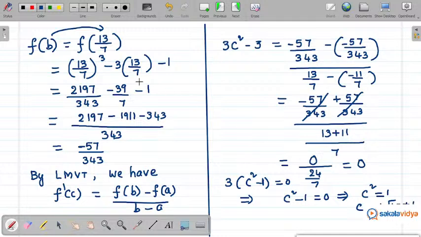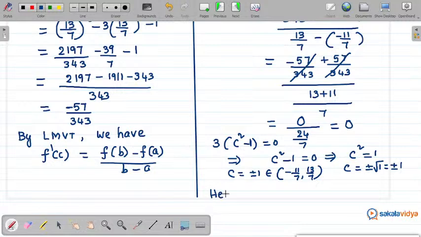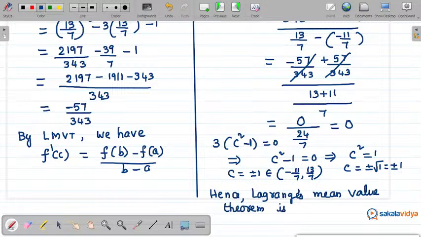You need to check whether 1 belongs to this interval or not. Obviously 1 belongs to the interval, negative 1 belongs to the interval. So therefore we can write c is equal to plus or minus 1, both belong to the open interval minus 11 by 7 comma 13 by 7. Hence Lagrange's mean value theorem is verified. That's all.